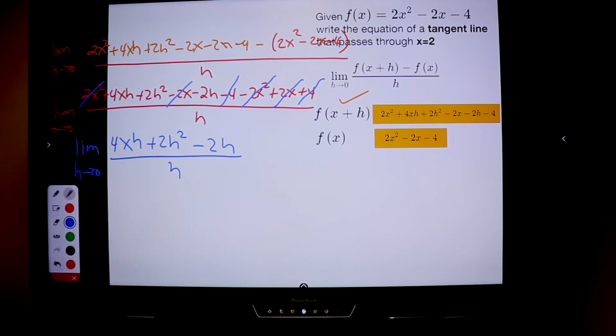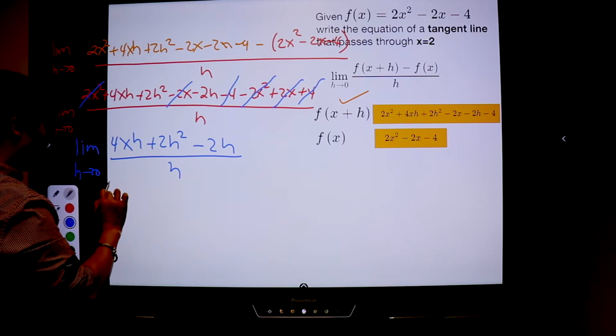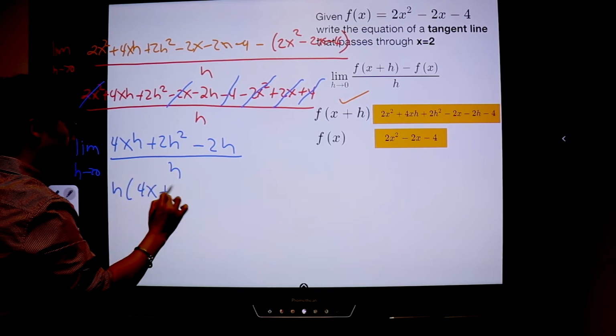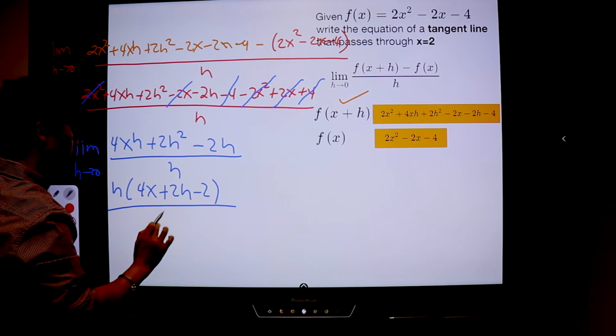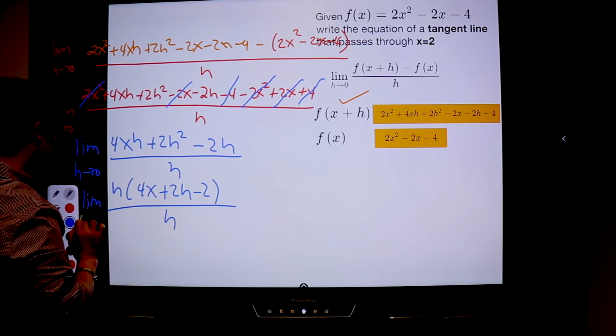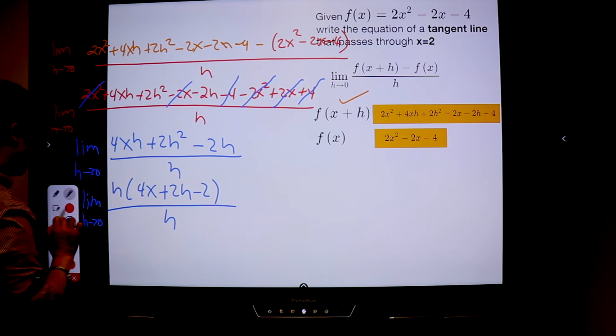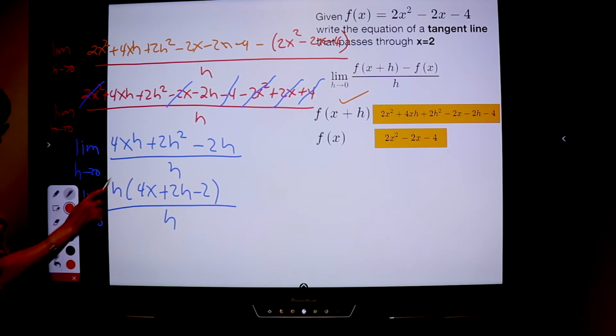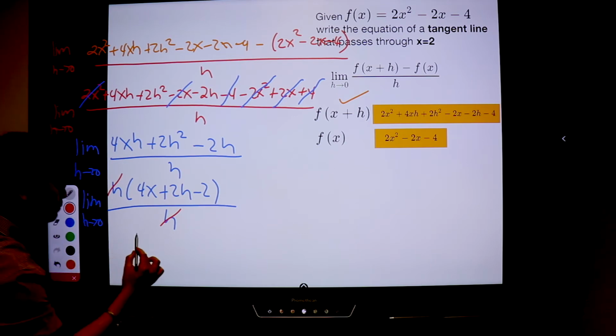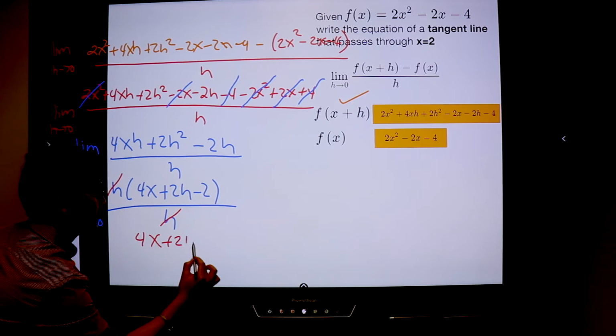Now, if we substitute the value of 0 to h, do you think we'll have an indeterminate if we do that? This is going to be undefined. Is there anything else we can do to simplify the fraction so we can get rid of the h at the bottom? Factor out the h, and this will become h times 4x plus 2h minus 2 all over h as h approaches 0. And what will happen to that? Now we can cancel it. And what do we have left in our function? 4x plus 2h minus 2.